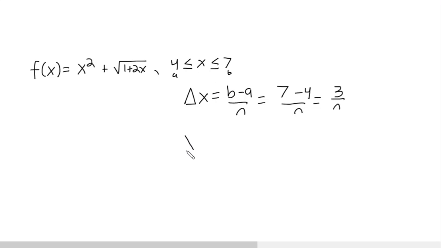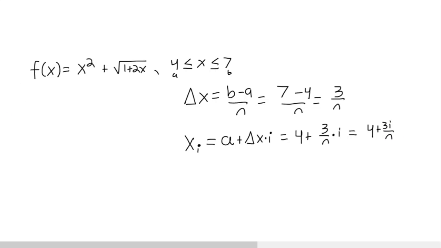Another thing you want to do is find xi, and this is just another formula to know. It's a plus delta x times i. Where a is simply your starting limit of integration, delta x is simply your delta x, and that's multiplied by an i. My a here is 4, my delta x is 3 over n, and that gets multiplied by an i. To write this a little more nicely, I'm going to write 4 plus 3i over n.